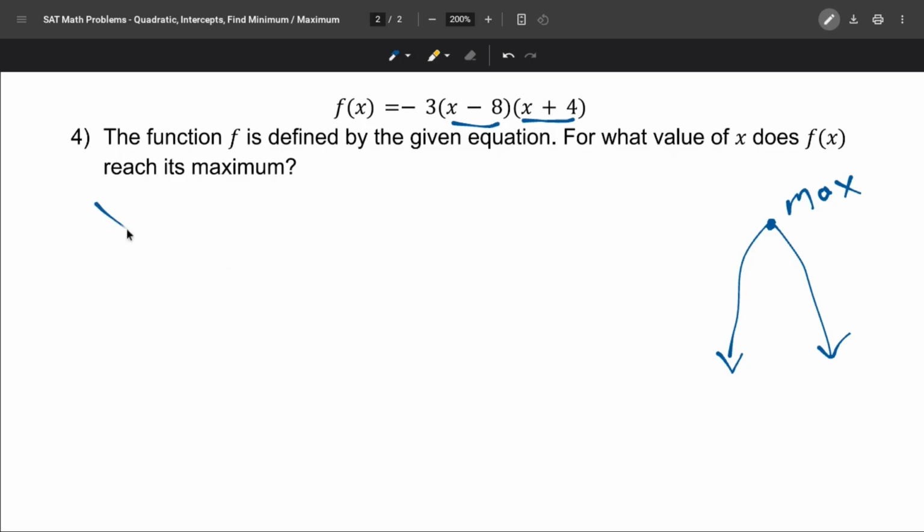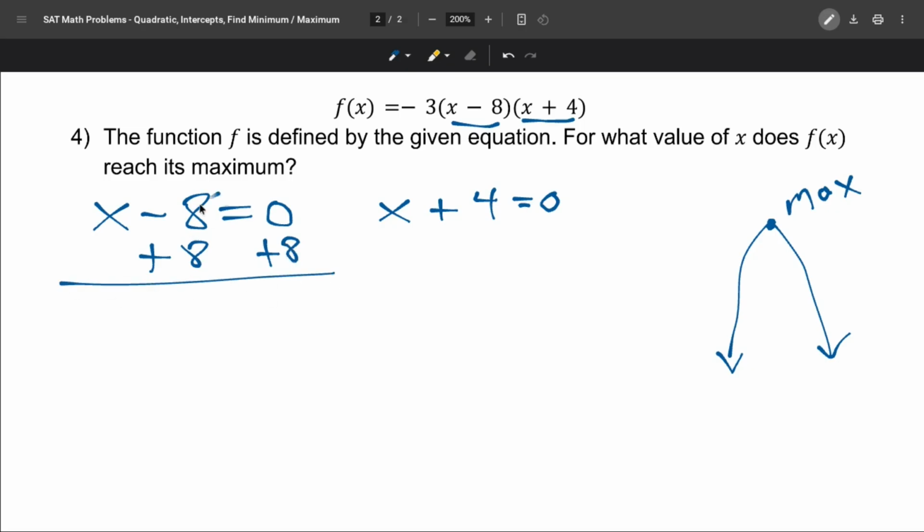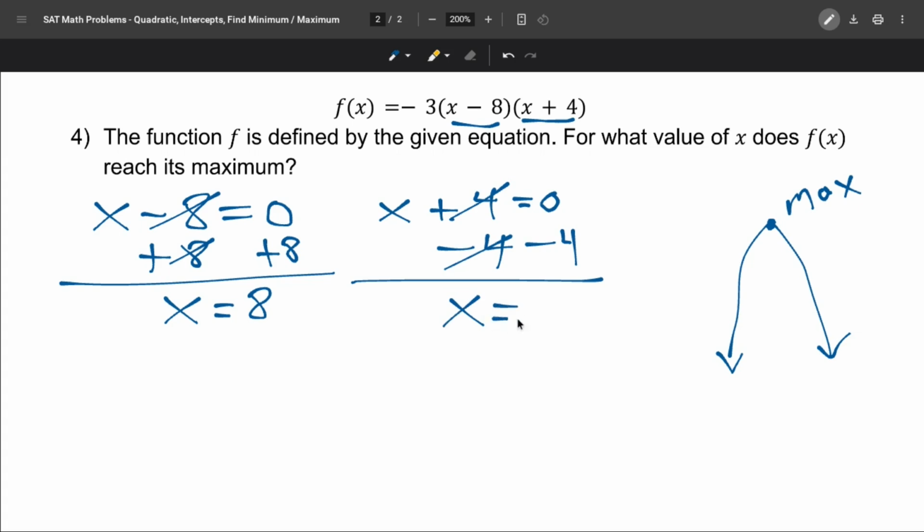All right, let's set each of the factors equal to 0. So I'm going to say x minus 8 equals 0, and also x plus 4 equals 0. We're going to add 8 to both sides here. 8 minus 8 is going to be 0. We get x equal to 8. Here we're going to subtract 4 from both sides. 4 minus 4 is 0, so we get x equals -4.